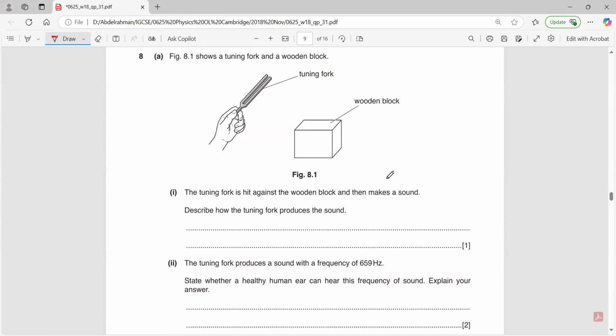I have a tuning fork and a wooden block. The tuning fork is hit against the wooden block and then makes a sound. Describe how the tuning fork produces this sound. By vibrating. Yes, it vibrates.